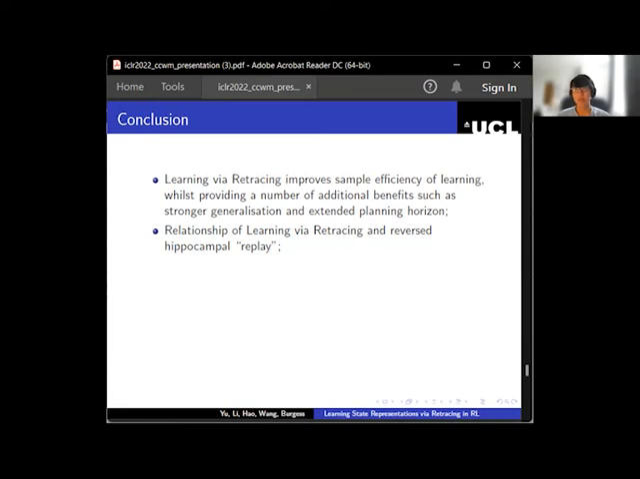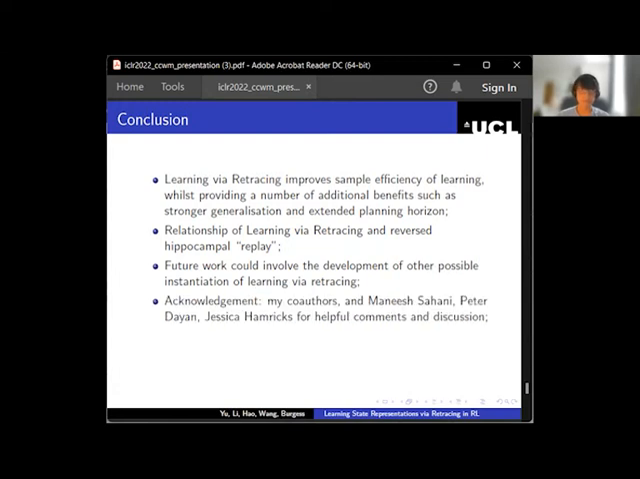Our experimental prediction could be that this independent system is potentially supported by the hippocampal area, where the reverse hippocampal replay of the allocentric cognitive map neurons, such as place cells, grid cells, and hierarchical cells, could in turn drive reverse replay of the egocentric sensory or motoric representations. So future work could look at other potential instantiations of the general framework of learning via retracing, such as a model-free version, for instance.